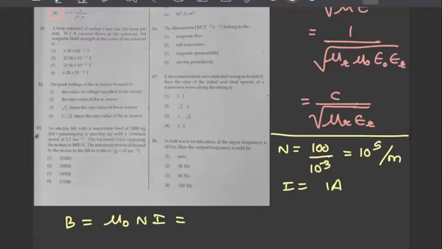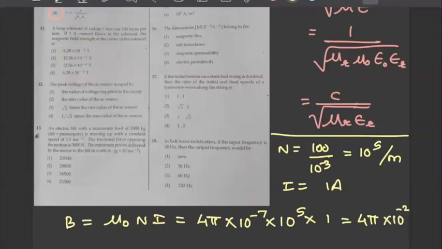So I have the answer they want, not in terms of mu naught. So we should substitute 4 pi 10 raised to minus 7, n value is 10 raised to 5, and I value is simply 1. So I have 4 pi into 10 raised to minus 2. So 4 pi, 3.14, 4 threes are 12 point something, so there is only one option here, 12.56, and obviously the power should be 10 raised to minus 2, so we got this one.